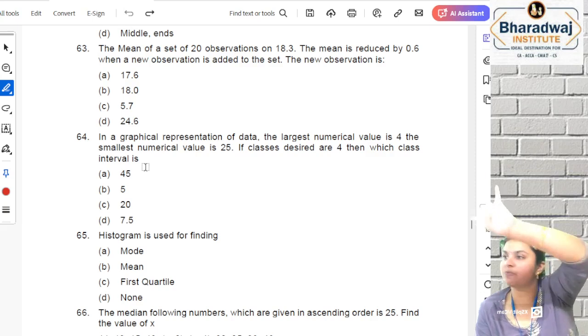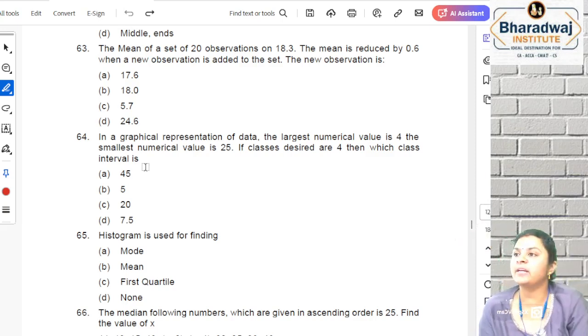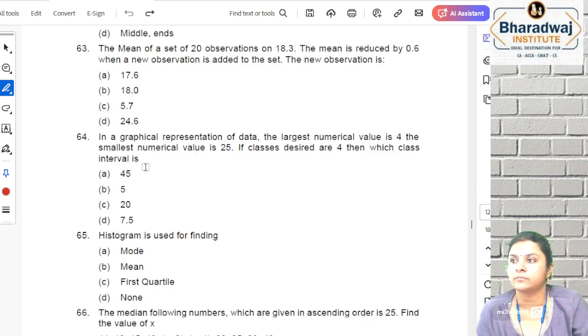Which means I want only 4 intervals in total. So what is the gap? 25 minus 4 is 21. And I want only 4 classes. So do 21 by 4. That is 5.25, which means I need approximately 5 as the width of the class interval.